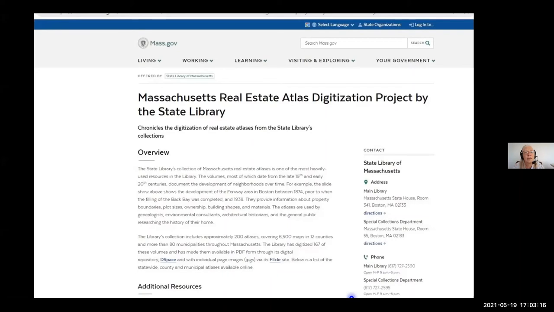This just highlights the digitization process that's happening at the State Archives. Those books can be found there, the Beers maps. I think the county maps are more likely at the Library of Congress, but Google is your friend.